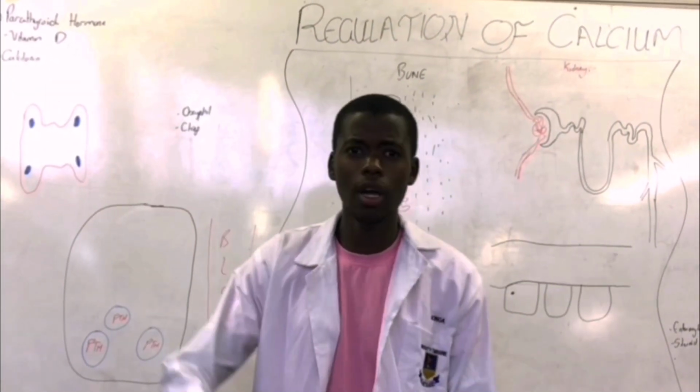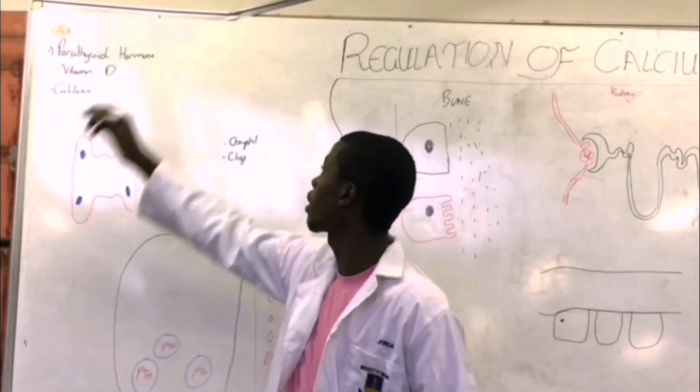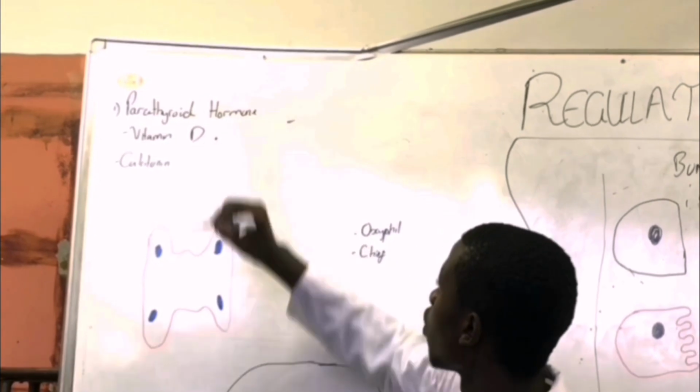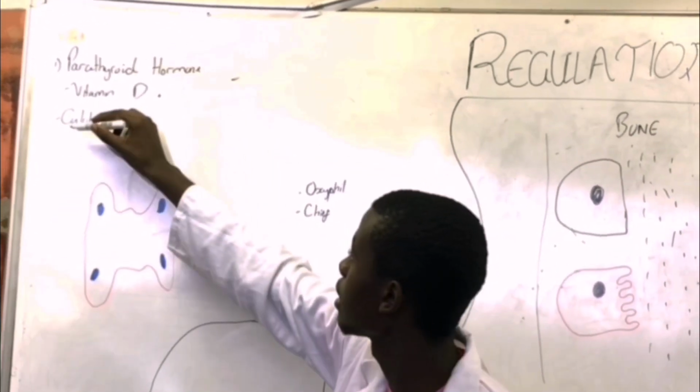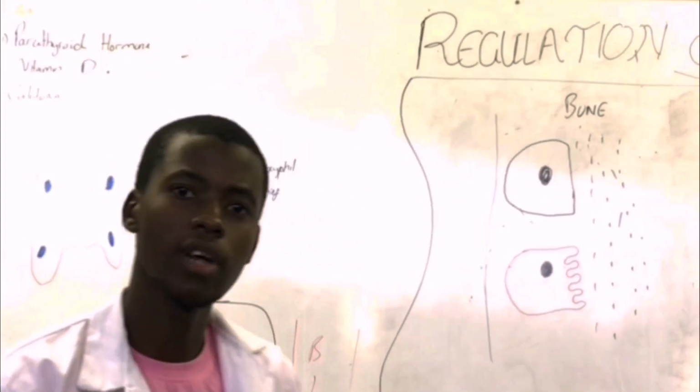Right. So, what are the objectives of today's video? Today we're going to be looking at parathyroid hormone. We're going to be looking at how vitamin D works in all of this, and then we'll be looking at calcitonin.